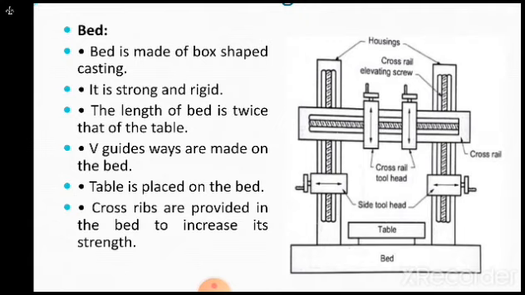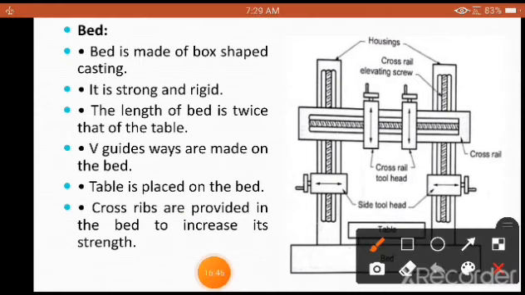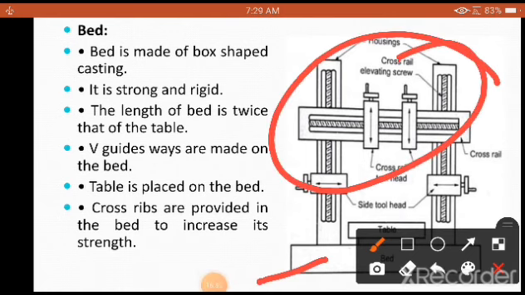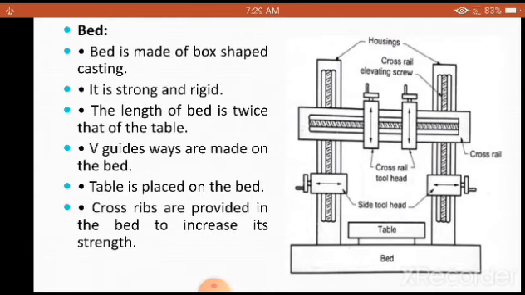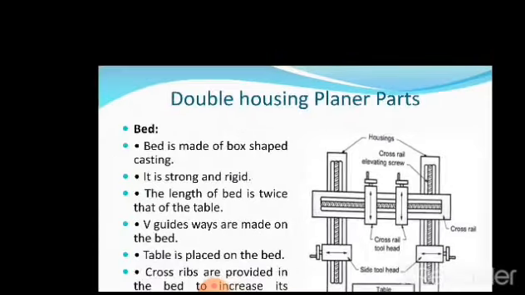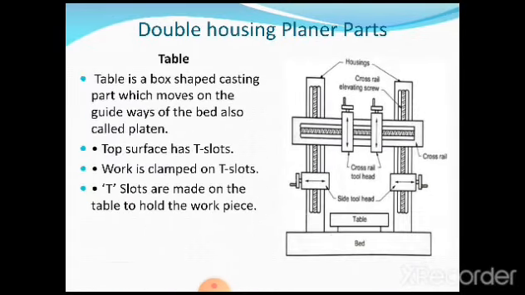Cross ribs are provided in the bed to increase its strength. The cross ribs, which are not shown here in the figure, increase the strength of the bed, because the entire load comes directly on the bed of a planer. For that purpose, it has to be designed very strongly.